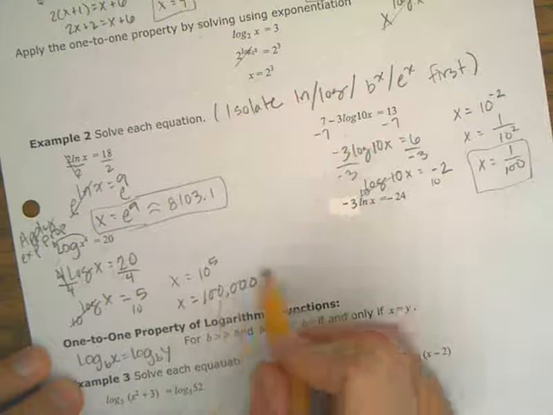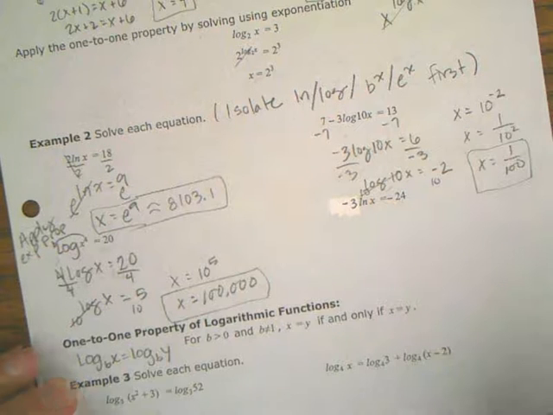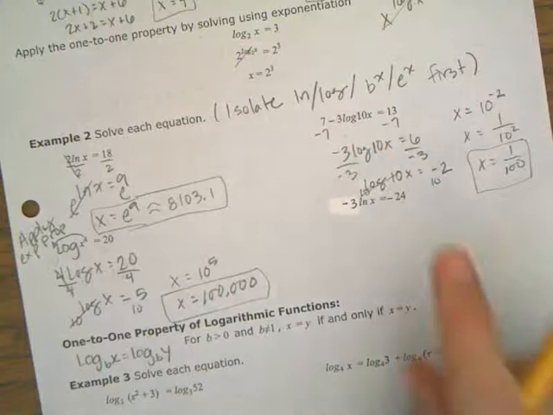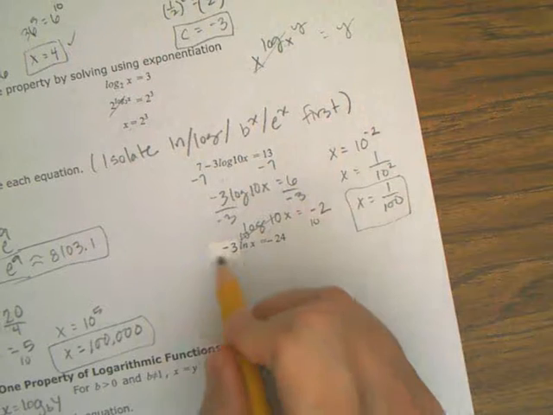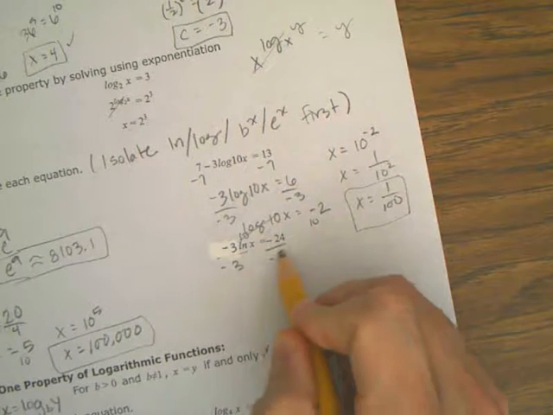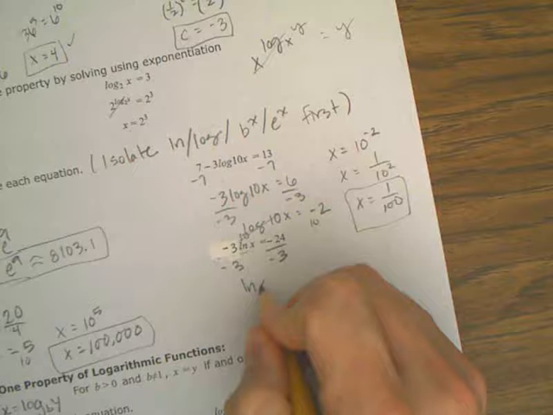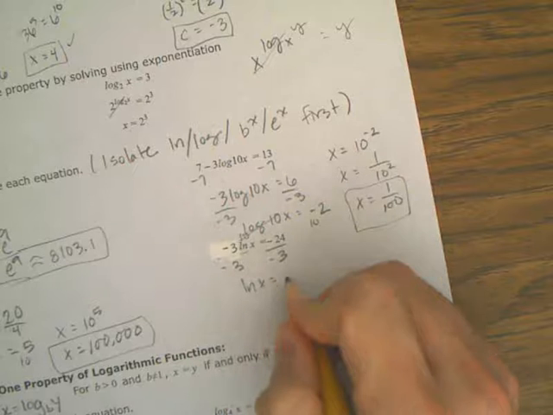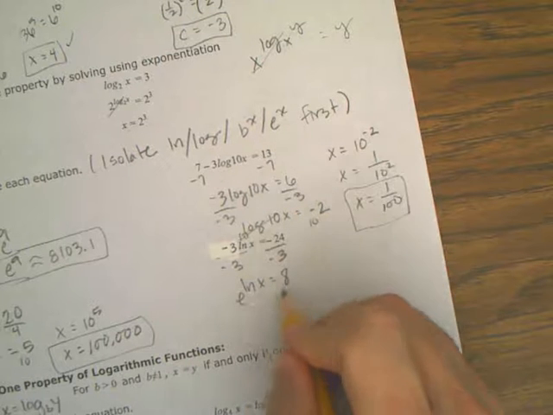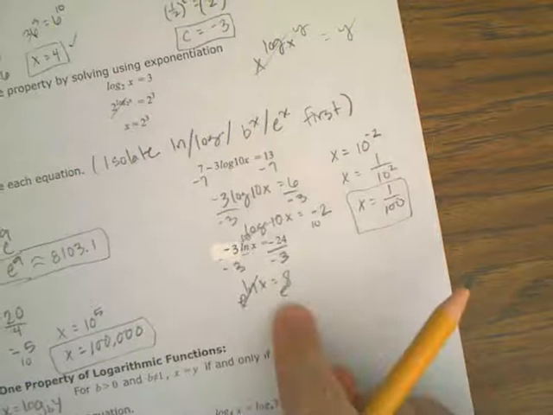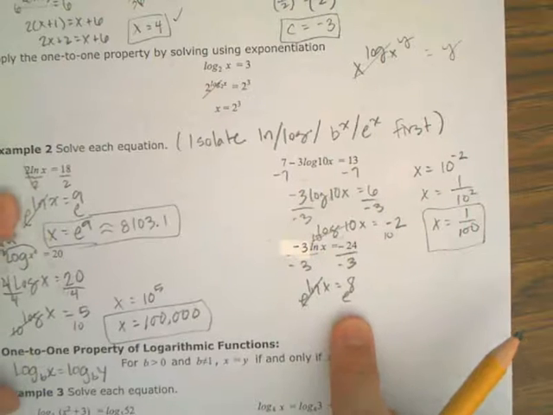Alright, last one here. Divide by negative 3. Divide by negative 3. Natural log of x equals 8. Raised to the e power. These e ones are probably the ones we're going to need the calculator the most on, because we don't know what e is. e to the 8.